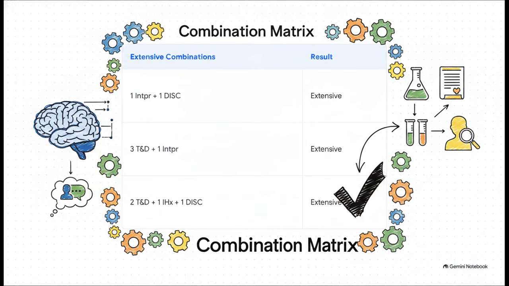Think of this as your cheat sheet, the master combination matrix for extensive data. Notice how combining an interpretation from Category 2 with a discussion from Category 3 perfectly satisfies the rule? You might have absolutely 0 standard tests or documents, but you still hit extensive. Or you could pair 3 Category 1 elements with a Category 3 discussion. As long as you are successfully checking off 2 entirely different category boxes, you're looking at extensive data.